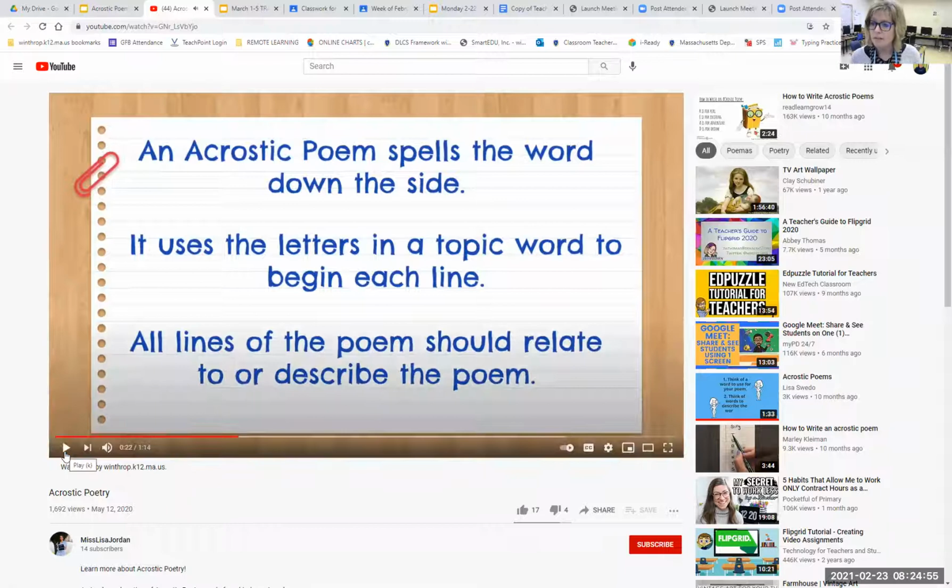Okay, so an acrostic poem. The first thing you need to know about it is that the word is spelled down the side, and we're going to look at that in a minute. So instead of going across like words normally go, you're going up and down the side. And it uses letters in a topic word to begin each line. And the lines of the poem relate to the topic word. So they don't have to rhyme, boys and girls, but the idea of an acrostic poem is to try and write words that tell about that word that's written going down.